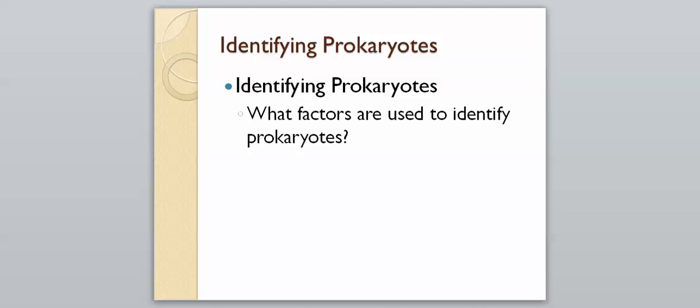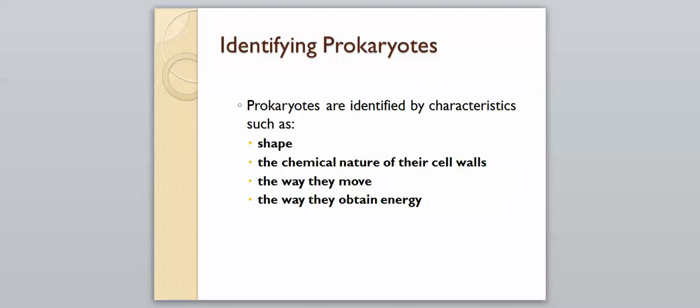So they can be identified by 4 different characteristics. First one being the shape, so that's a pretty simple one. We just look at them and look at their shape. The chemical nature of their cell walls, we discussed that one, remember, with peptidoglycan. It's just a molecule that we need to know is present in eubacteria, not present in archaea bacteria. They can be identified by the way they move and the way they obtain energy. So the first one we're going to look at is shape.